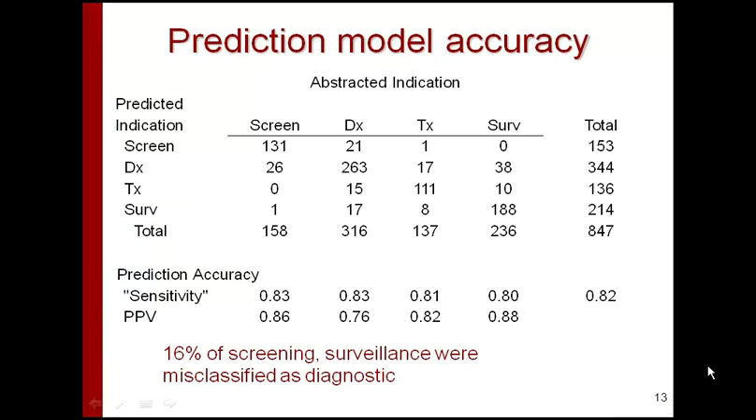So here's our prediction model accuracy, and there's sort of a lot of numbers, but I think the main thing is our overall accuracy was about 82%. It's not a perfect model. One of the things that it does do is it kind of misclassifies surveillance and screening as diagnostic and vice versa, and they almost balance out. And so for this analysis, we're interested in trends. We're not interested in what the indication is for any specific MRI. So if we misclassified one from one bucket to another, we felt that's an okay trade-off. So this was our final sort of prediction model.